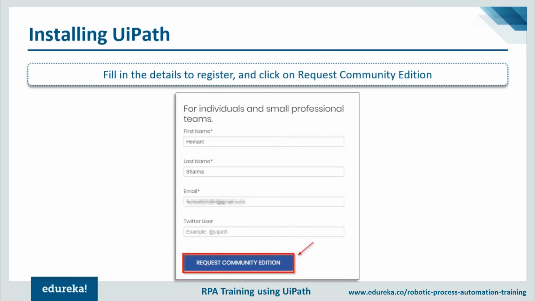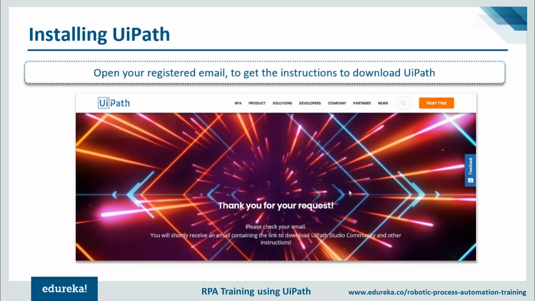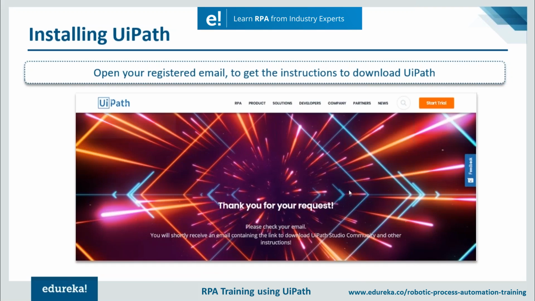Once you click on that, you will be redirected to the screen where you have to fill in all the details such as first name, last name, email ID, etc. So once you fill in all the details, you have to click on Request Community Edition. After you click on it, you will reach this page which will basically acknowledge that you have requested the UiPath Studio. And after that, it will automatically get downloaded.